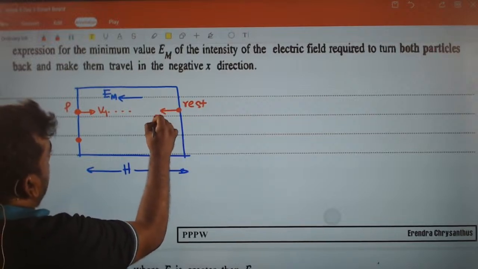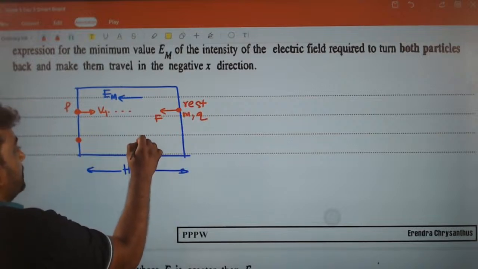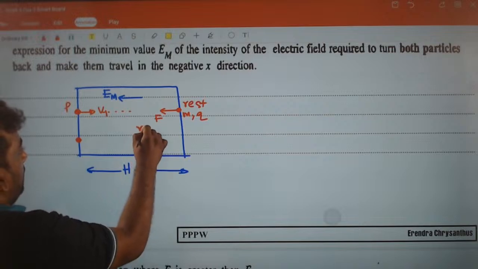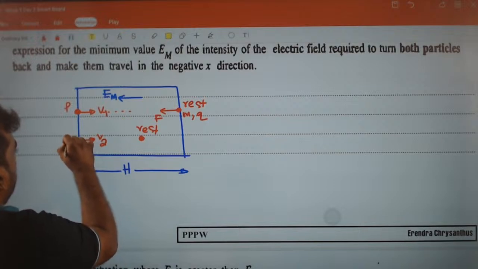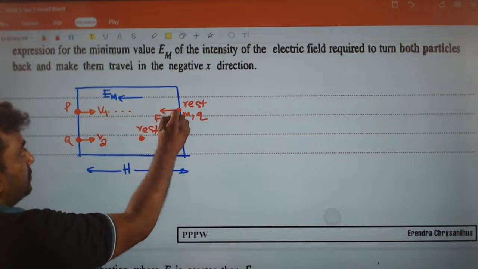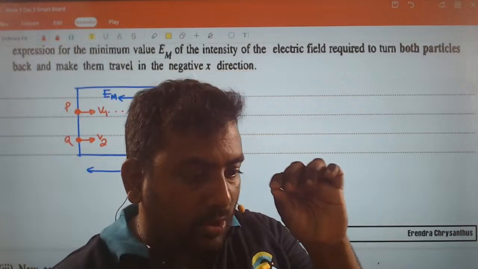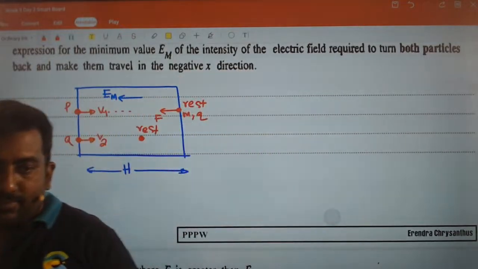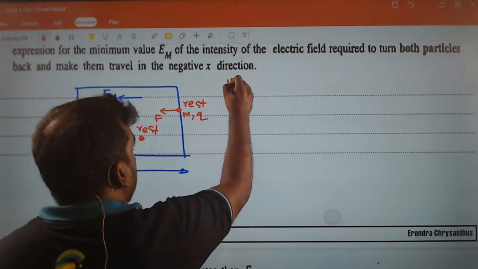There will be a force acting in that direction on this mass and charge. The slower one will come and stop somewhere else, at a shorter distance, since velocity V2 is slower. So minimum occurs when the faster one can reach the very end. Minimum electric field will occur when the faster particle can reach the very end.